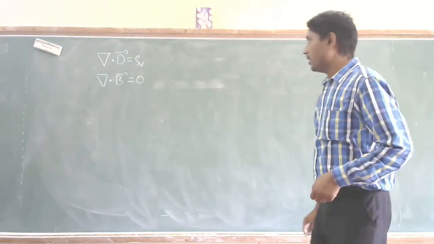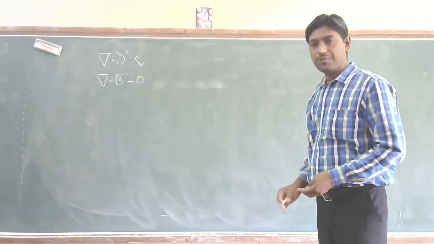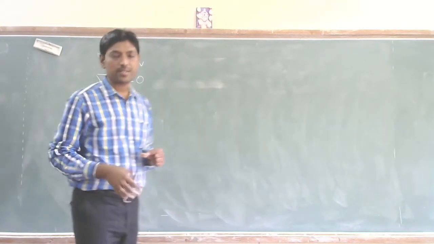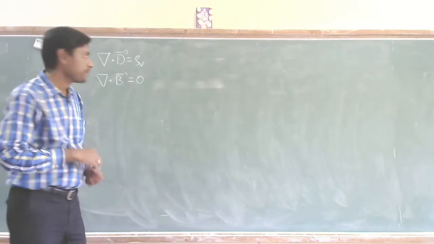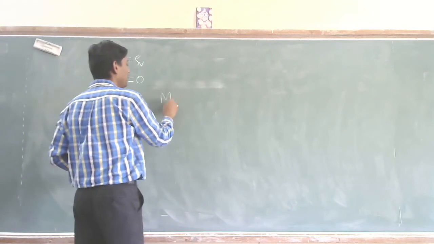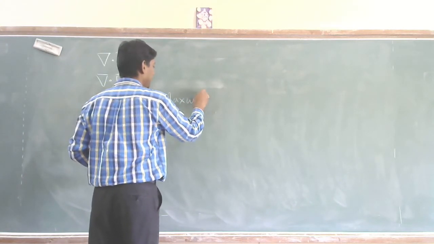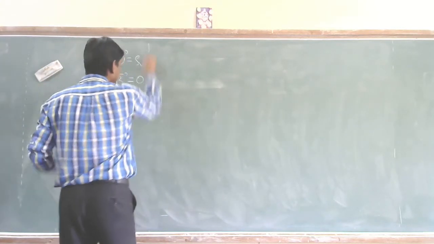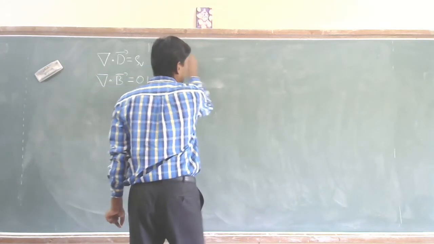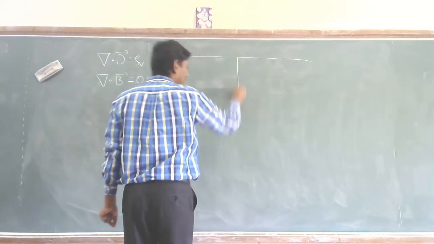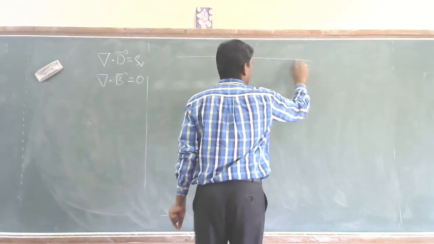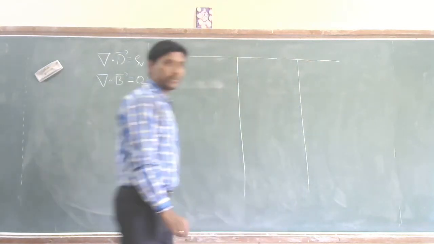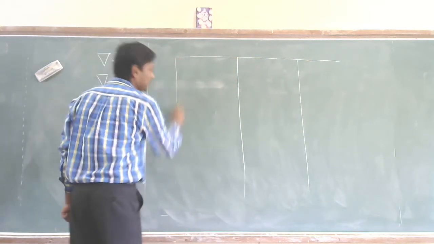Now we are in the position to summarize the Maxwell's equations for the time varying case. I will try to write both the point form and the integral form, and also I'll try to write some remarks.